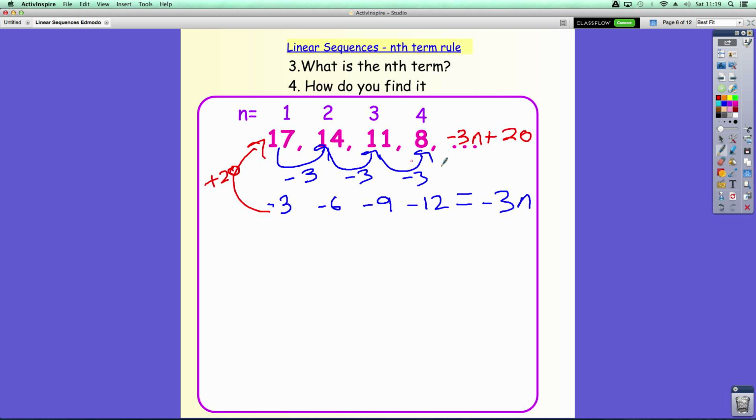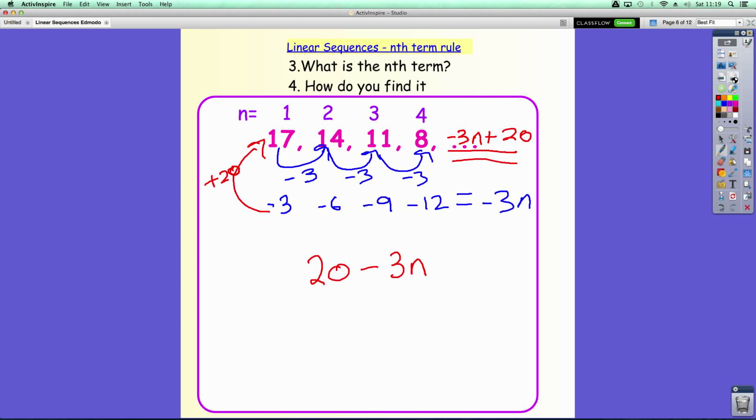Okay, with this negative here, you could have it on the other side as well. So it could be minus 3n plus 20, but equally 20 minus 3n. And you can see that it will work. So 20 minus 3 times 1 is 17. 20 minus 3 times 2 is 20 minus 6, which is 14, and so on. So these two are the same.